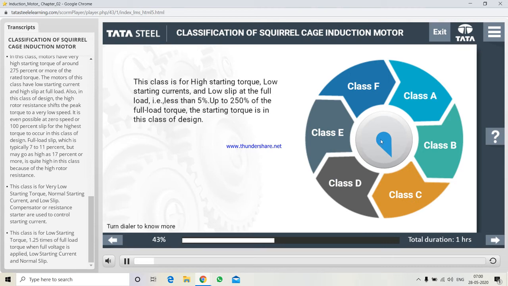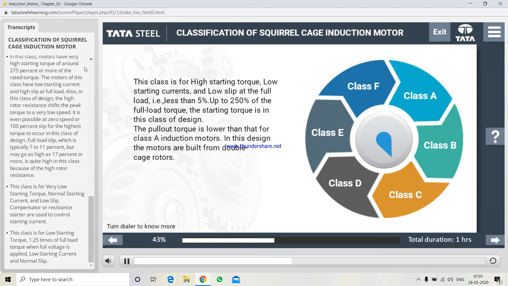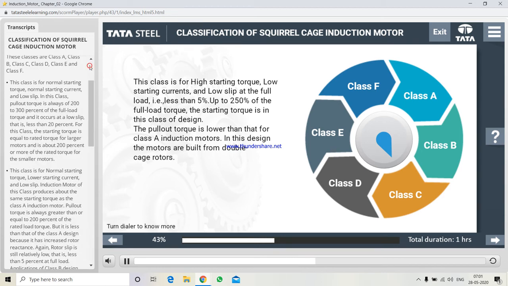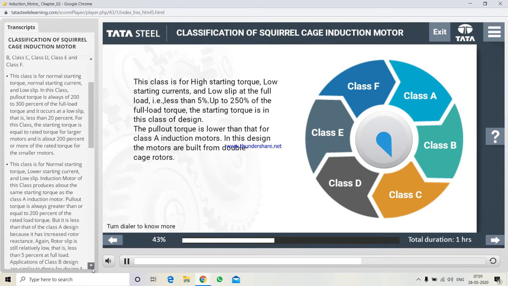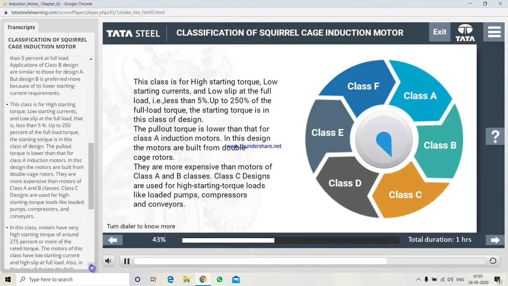This class is for high starting torque, low starting currents, and low slip at full load, that is less than 5%. Up to 250% of the full load torque, the starting torque is in this class of design. The pull-out torque is lower than that for Class A induction motors. In this design, the motors are built from double cage rotors. They are more expensive than motors of Class A and B classes. Class C designs are used for high starting torque loads like loaded pumps, compressors, and conveyors.